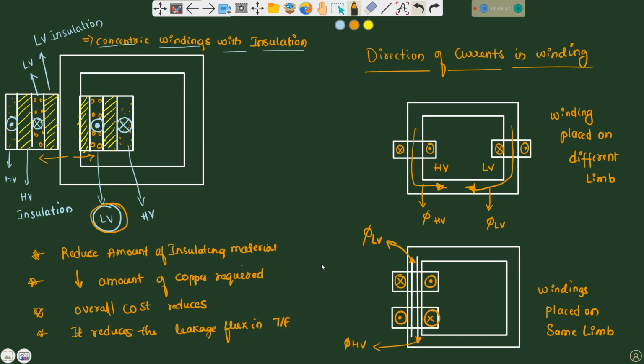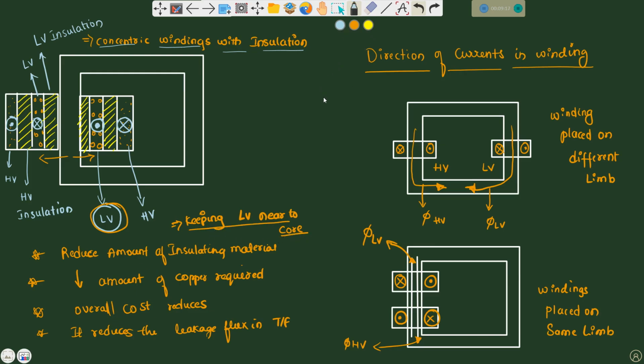Then what else do we have? It provides easy access to the HV winding to provide tappings for voltage control purposes. Okay, these are all the advantages of keeping LV near to the core. These are all the advantages we have.